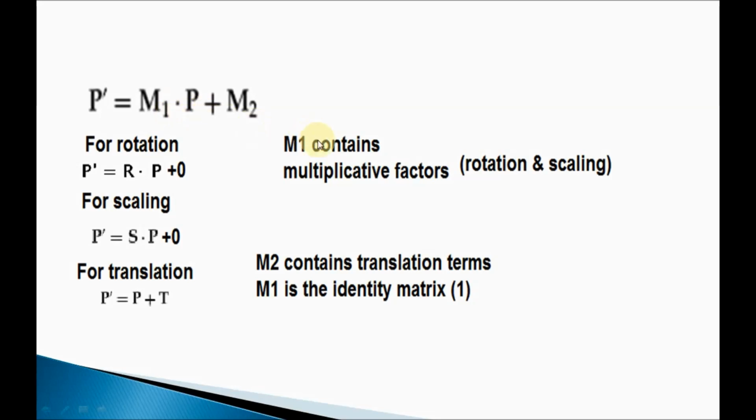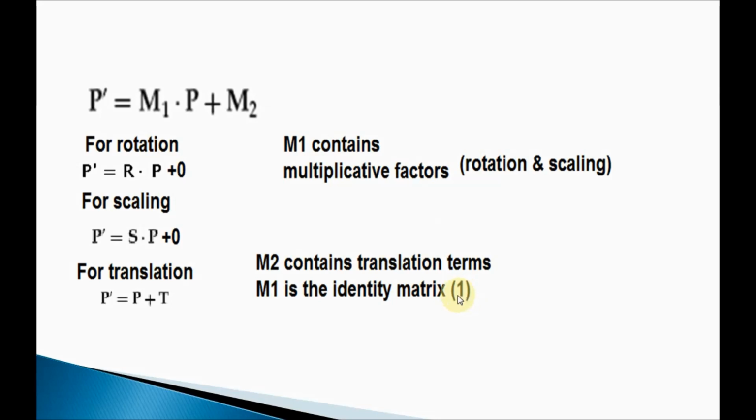You can see here, M1 contains multiplicative factors. That's why I told you the M1 matrix is used by rotation and scaling, because they use multiplication operators. In the same way, M2 contains translation terms. That's why the M2 matrix is used by the translation transformation. And one more important thing, M1 is the identity matrix. Just remember that the values in the identity matrix on the diagonal will be equal to 1. Don't get confused.